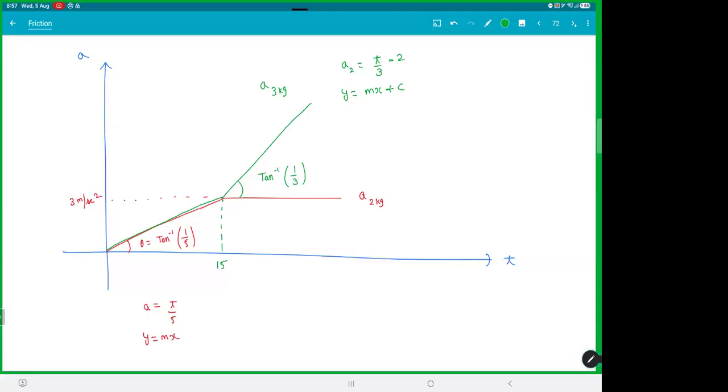Is this clear, everyone, how to draw the graph for t less than 15 and t greater than 15? So this is the graph for t less than 15. All clear?